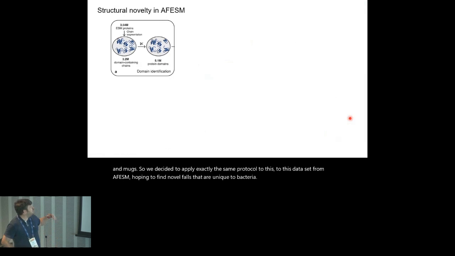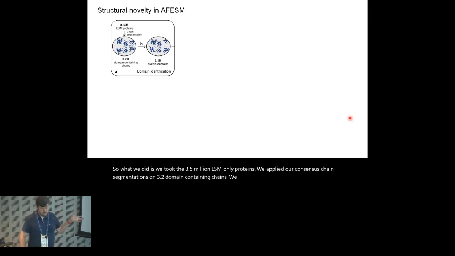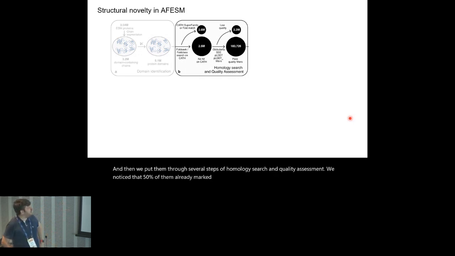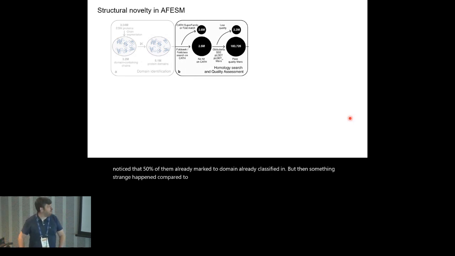So what we did is we took the 3.5 million ESM-only proteins. We applied our consensus chain segmentation on 3.2 million domain-containing chains. We obtained 5 million domains in this case. And then we put them through several steps of homology search and quality assessment. We noticed that 50% of them already mapped to a domain already classified in CATH. But then something strange happened compared to the domains that we analyzed in AlphaFold. We lost a really big amount during the quality assessment stage.